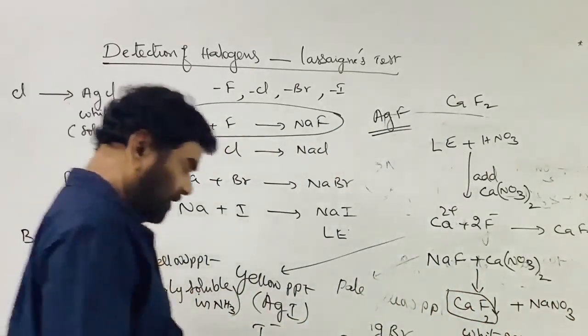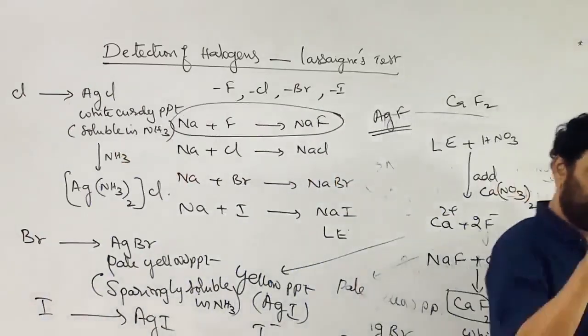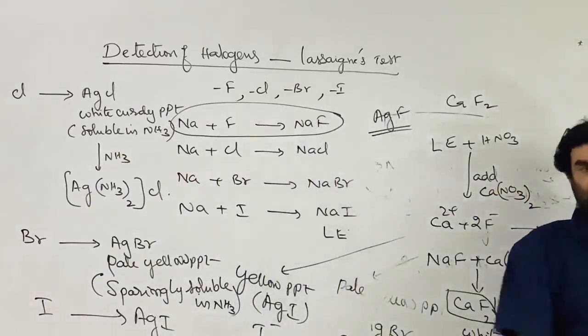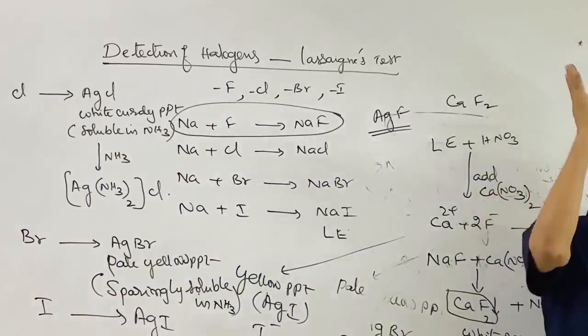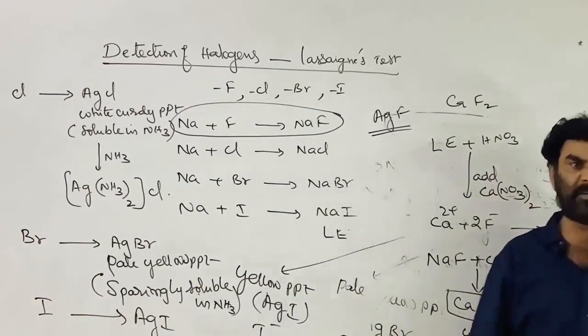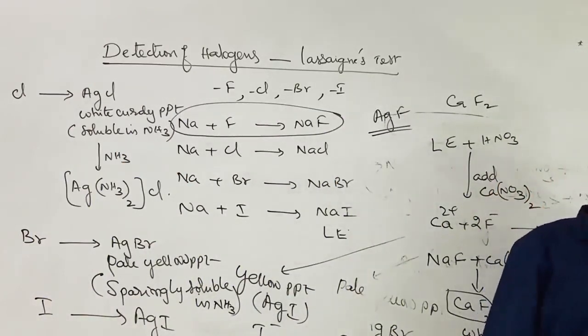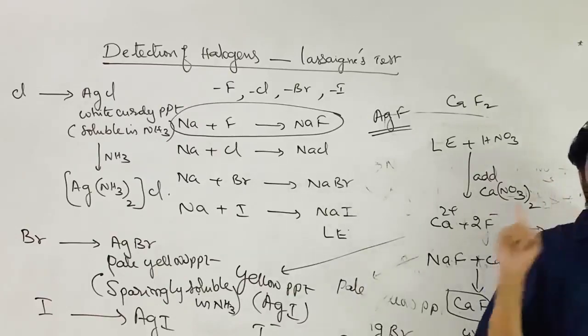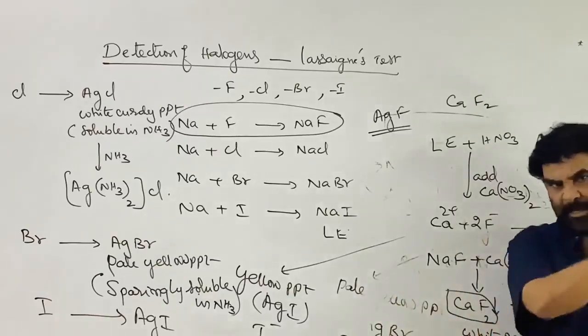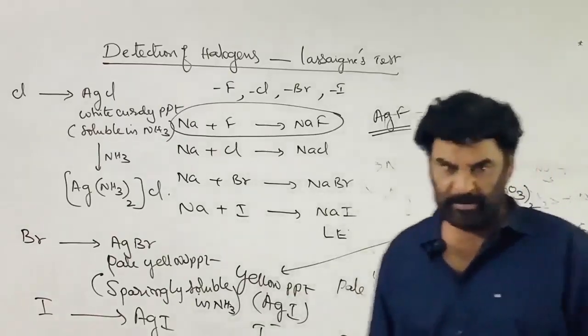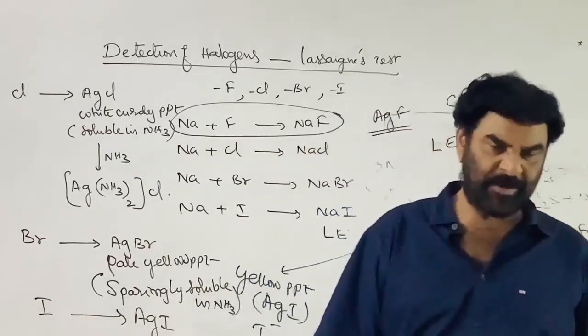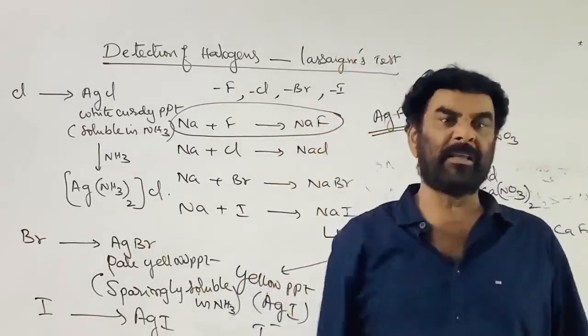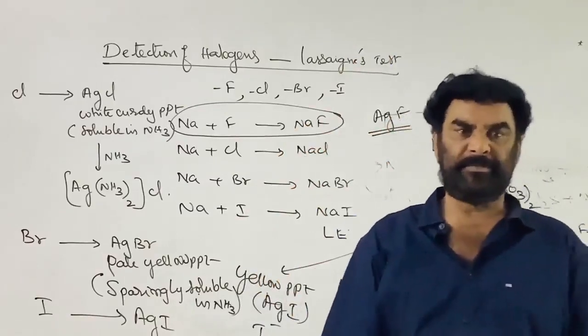So to the Lassaigne's extract, add a few drops of HNO3 and calcium nitrate solution. If a white precipitate is formed, that indicates the presence of fluoride ion. This is the test for the fluoride ion. The original organic compound contains fluorine.